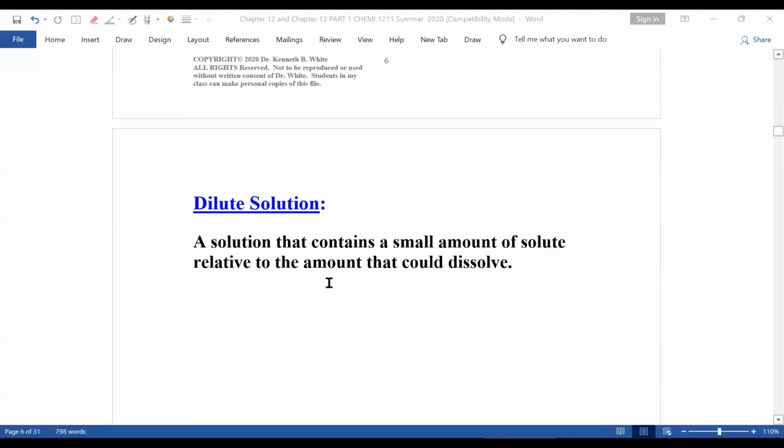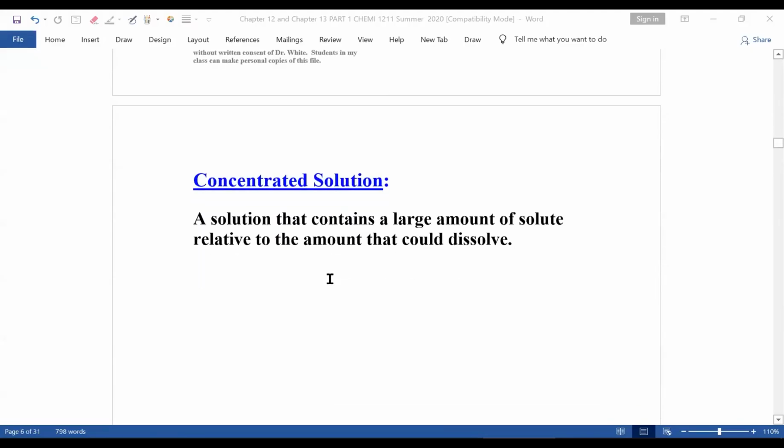Now, the opposite of a dilute solution is a concentrated solution. A concentrated solution means you have a large amount of solute relative to the amount that could dissolve. You're not at a saturated solution. You can still put a little bit more in, but you still have a lot of the solute in. And concentrated solution means there's a lot of solute.